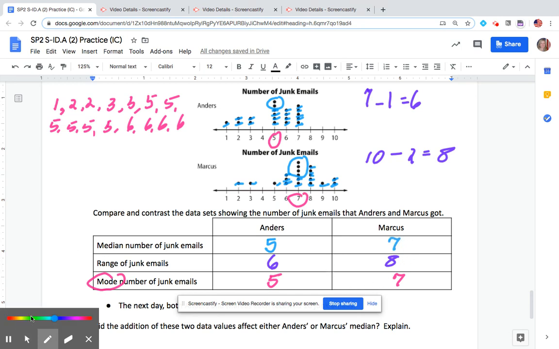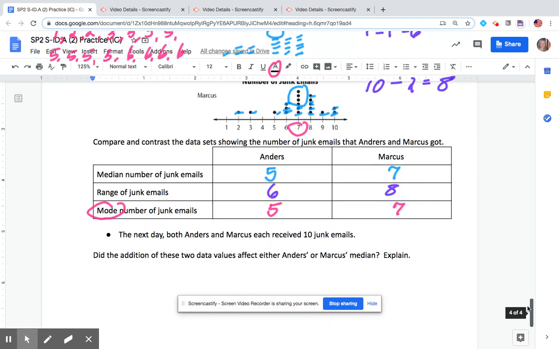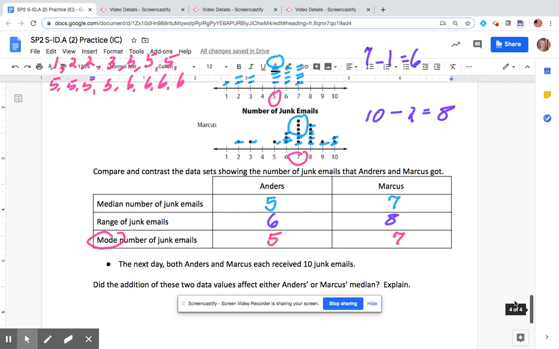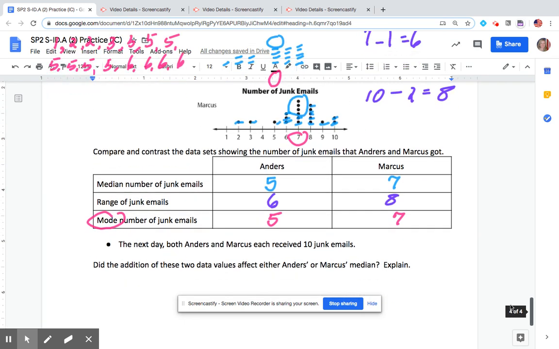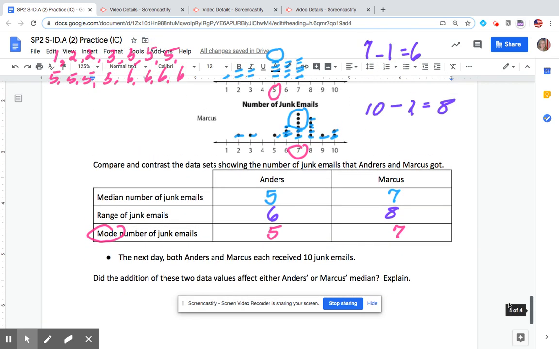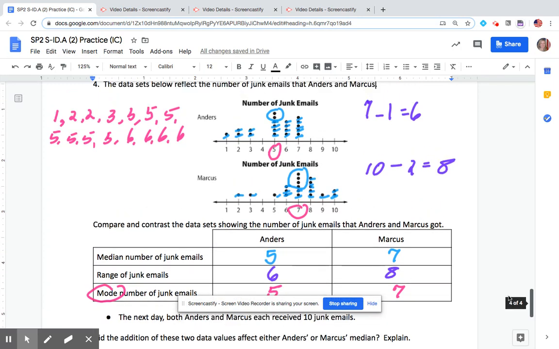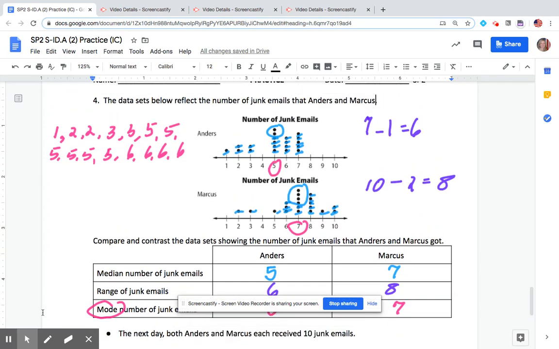All right, so then we're given a piece of information and we have to make a prediction. The information that we're given is that the next day, both Anders and Marcus each received 10 junk emails. Will that affect either Anders's or Marcus's median? Well, before I even answer that question, let's put the data value right here that they both got the next day. And before I look at median, did it affect either of their ranges?